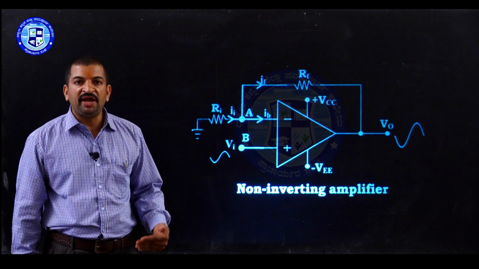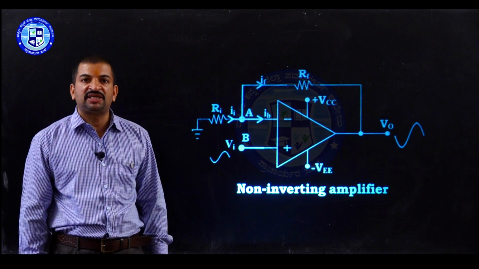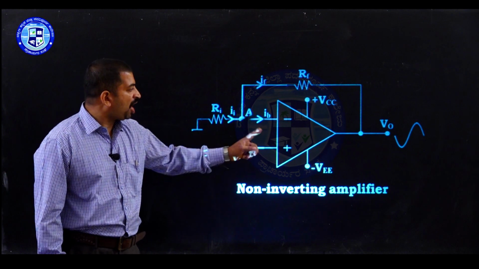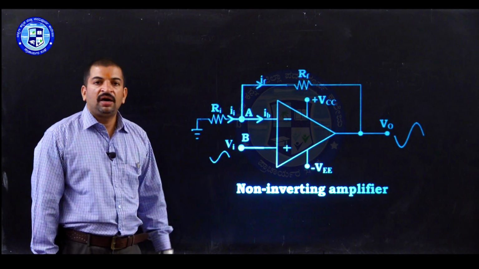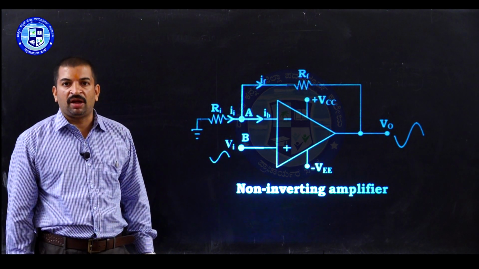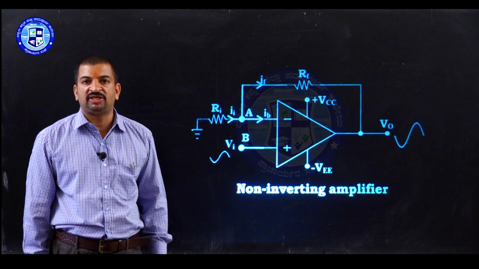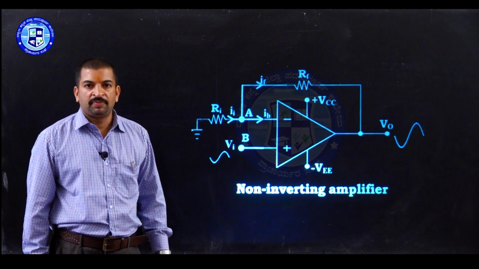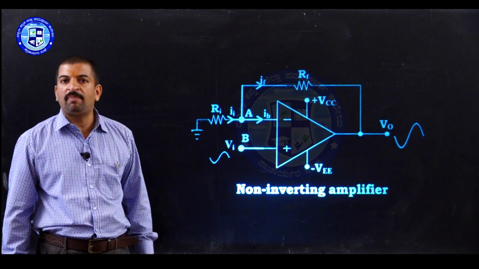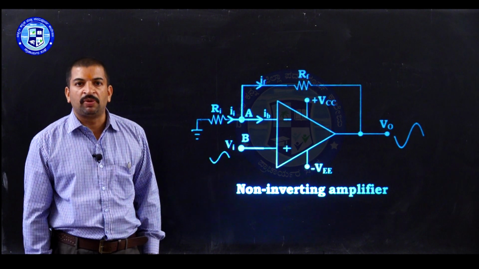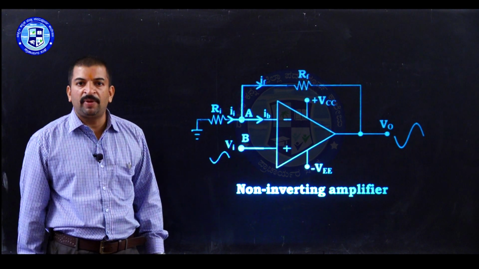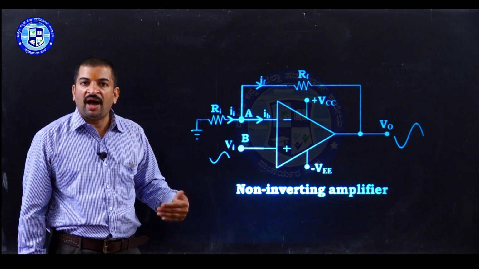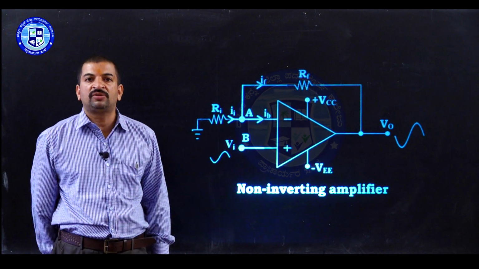In the case of the non-inverting amplifier, the output voltage is positive. Therefore, the voltage across the feedback resistor is given by V0 minus VA. V0 is the output voltage, VA is the voltage at the inverting terminal. In the case of the non-inverting amplifier, the output voltage is positive. Therefore, the voltage across the feedback resistor is V0 minus VA, divided by RF gives you the current flowing through the feedback resistor.